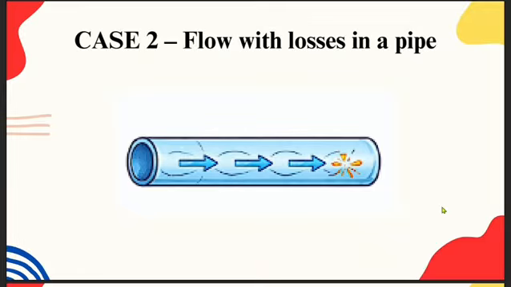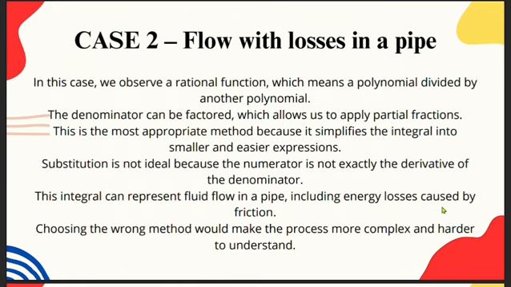Case 2. Flow losses in a pipe. In this case, we observe a rational function, which means a polynomial divided by another polynomial. The denominator can be factored, which allows us to apply partial fractions. This is the most appropriate method because it simplifies the integral into smaller and easier expressions.